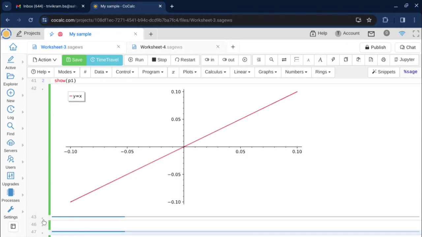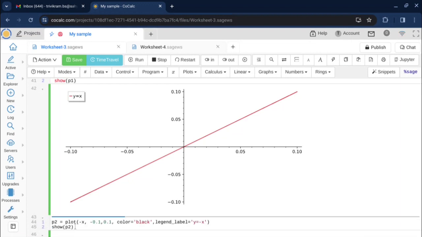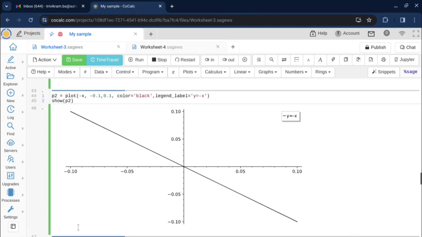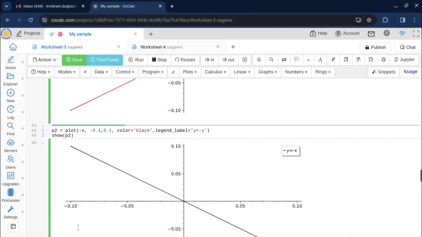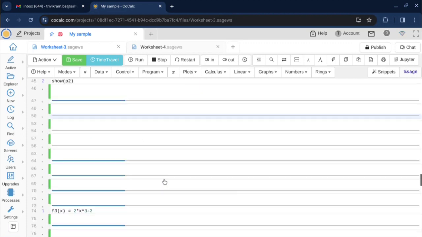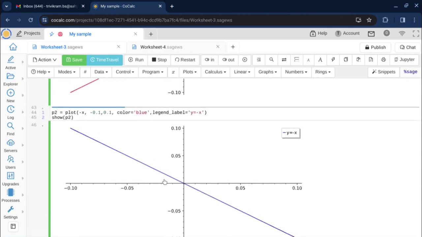Next I am going to draw y equal to minus x line. So like this in black color. So if you want, you can set it as red or blue something. So here I want to change this black color to red. Red already there, I want to convert it to blue. So just run it again. So your line will come in blue color.